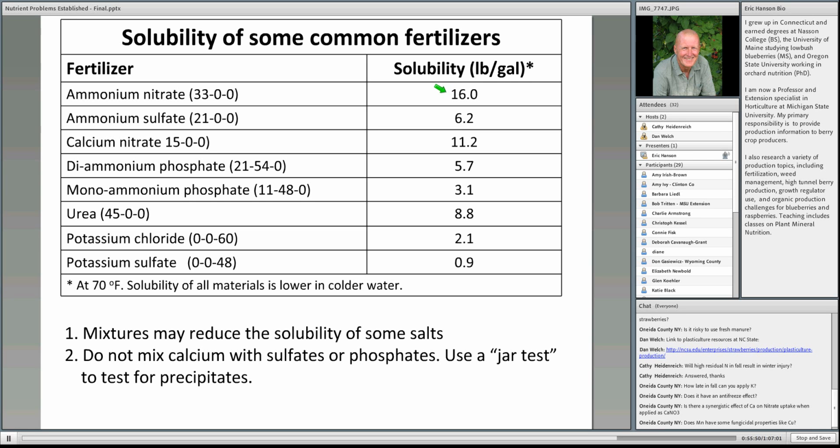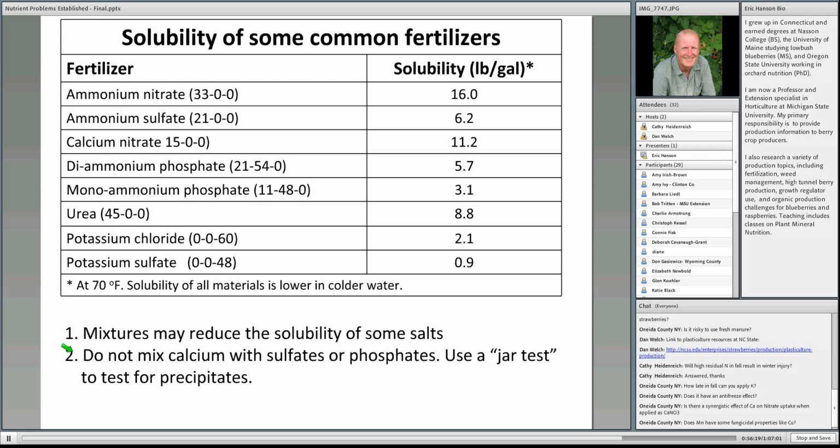extremely high solubility. I wanted to mention that these levels are all measured at 70-degree water, and solubility of all the materials is lower the colder the water gets. So if you're using well water, you may find that this water will take maybe half as much of these materials as you can get into solution at 70 degrees.